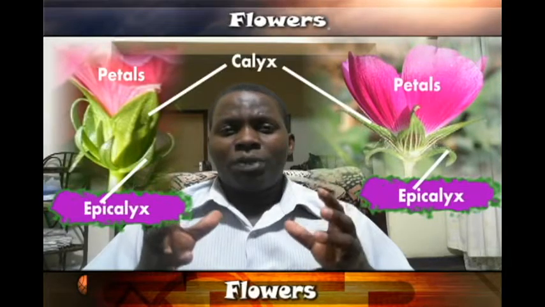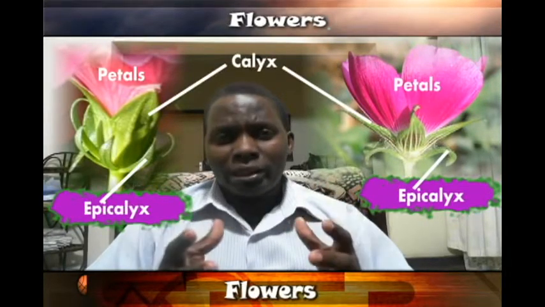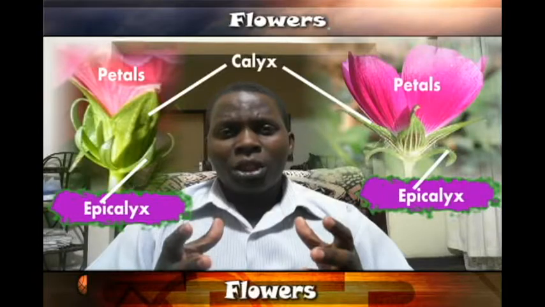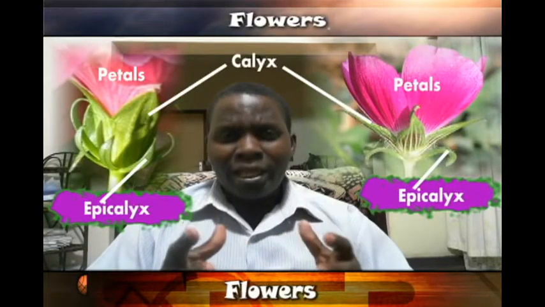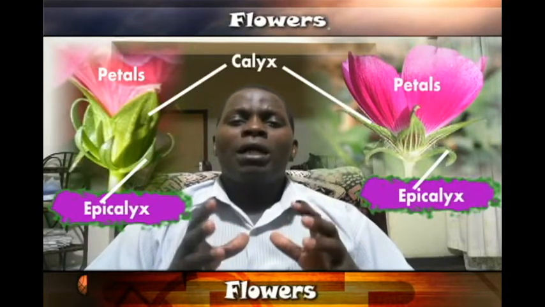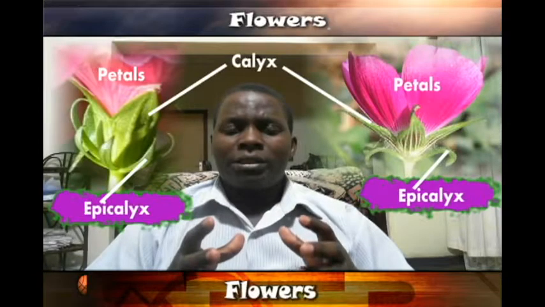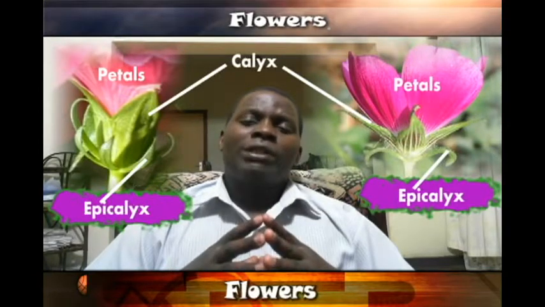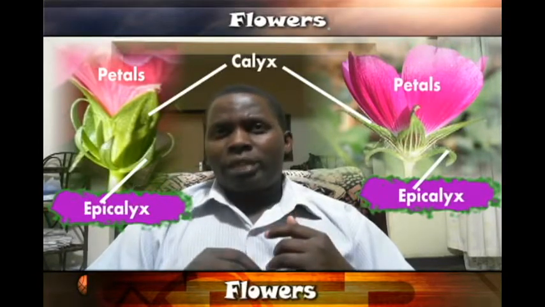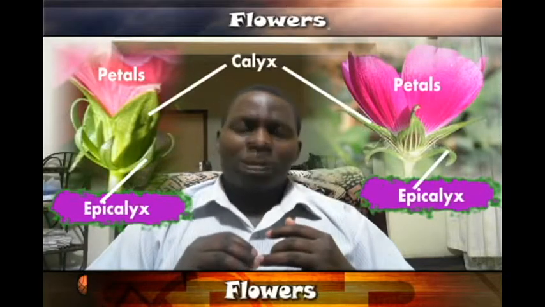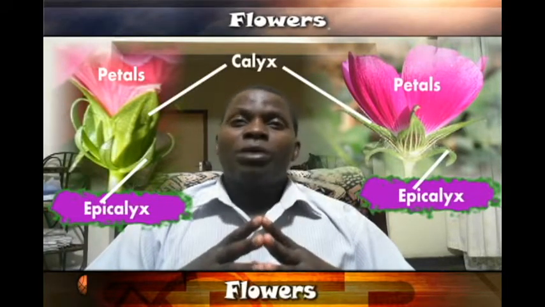So we have the petals, then we have the calyx covering the petals. But if you find there is another covering on the sepals or the calyx, that one is what we are referring to as the epicalyx, and it is mainly found in the hibiscus flowers.